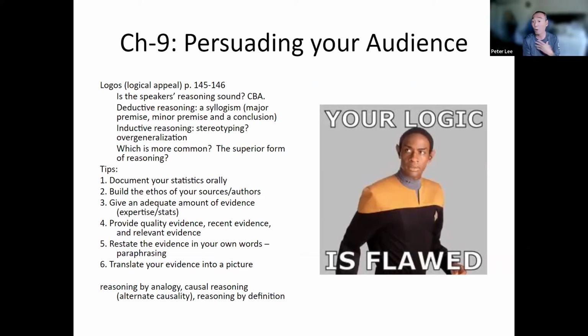So Peter is Asian. Peter's good at math. Therefore, all Asians are good at math. And that's an example of inductive reasoning. I take one person, experience or example, and then generalize to the whole about it, right? And that's why we say, is it stereotyping? And is it overgeneralization?